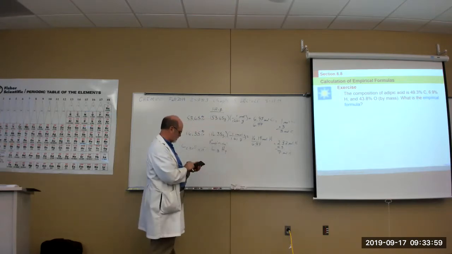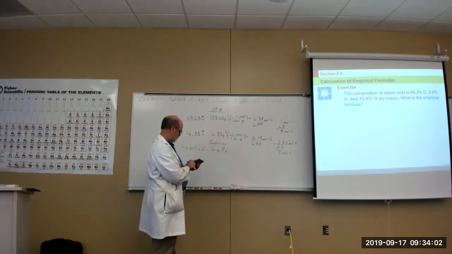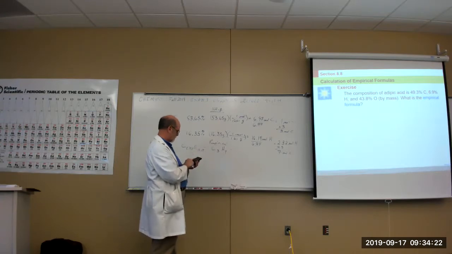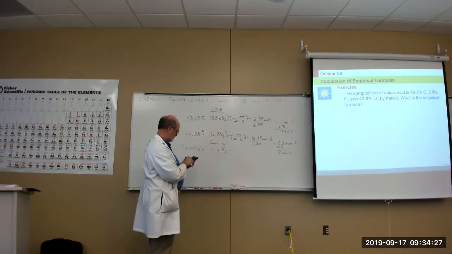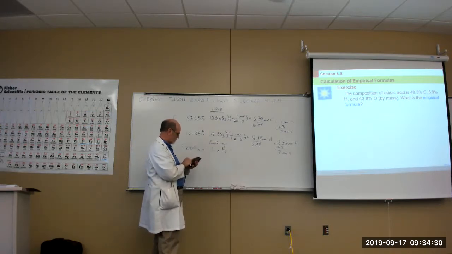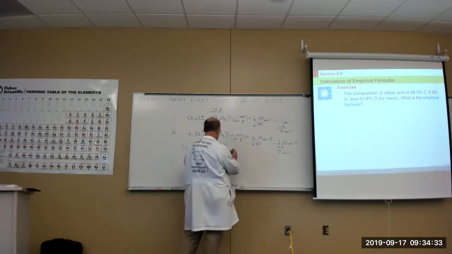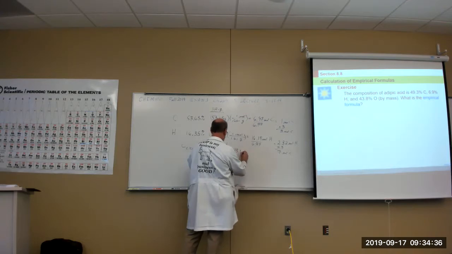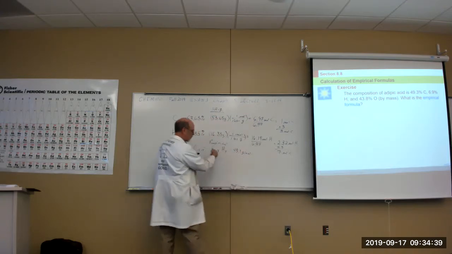3 times 12.01 and 1.01 times 7. There's something wrong here. There we go, 43. 43 per mole of that formula.